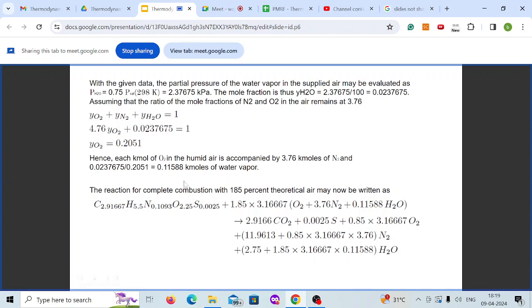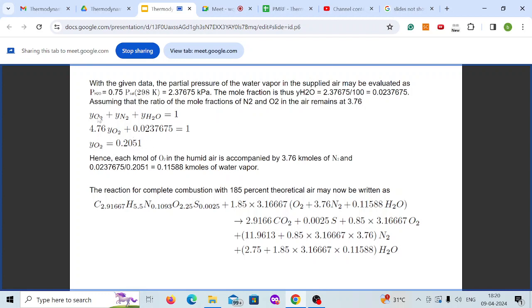So now the mole fraction which is present is 2.37675 divided by your pressure, again Dalton's partial pressure. From there you can find out the mole fraction of water vapor present at the inlet. So this comes out to be 0.0237675.